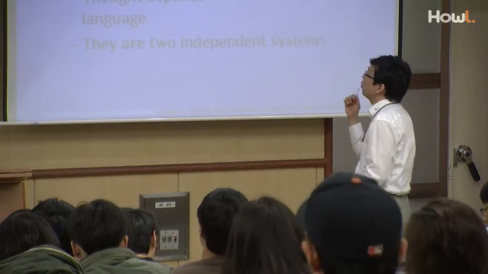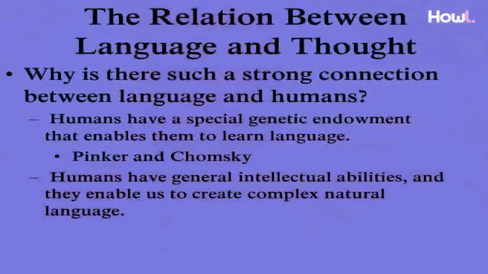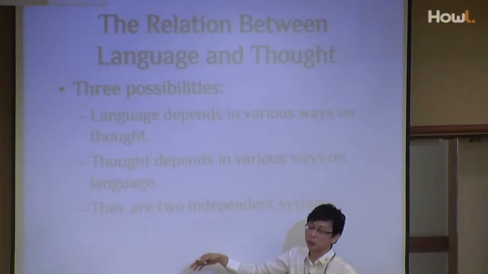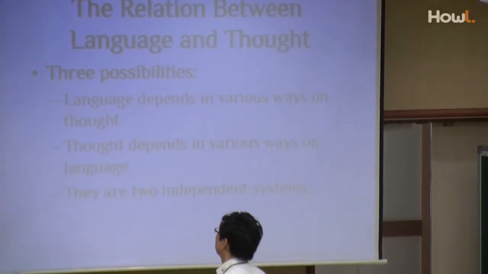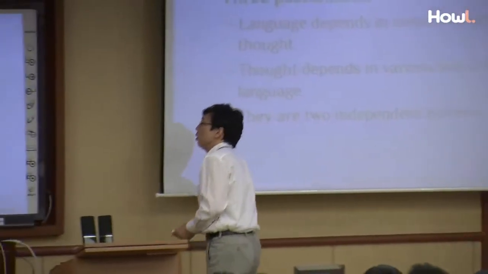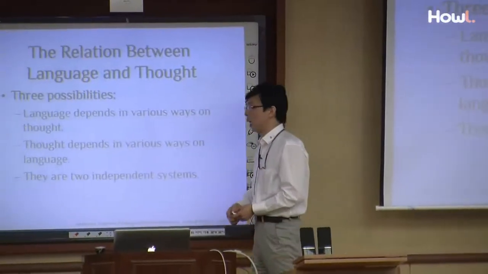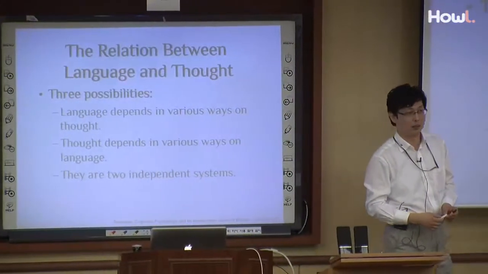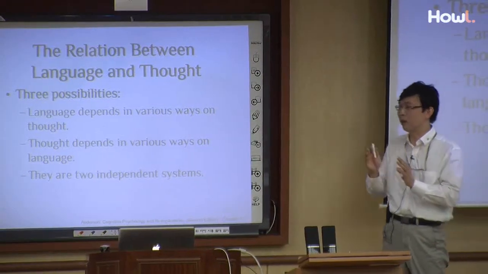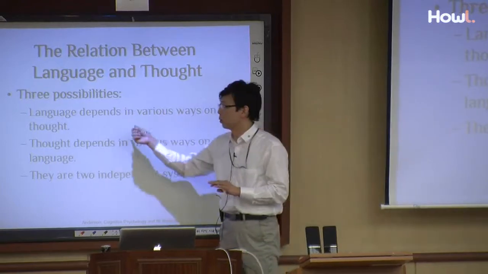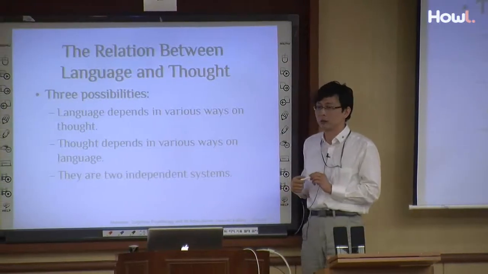So there are three possibilities. When we take the first one, we can't do much at this time because that is more about biological study. But when you take the second opinion about cognitive power, we can have three options: language depends on thought, or thought depends on language, or they are two different things. What does that mean? Language depends on thought.